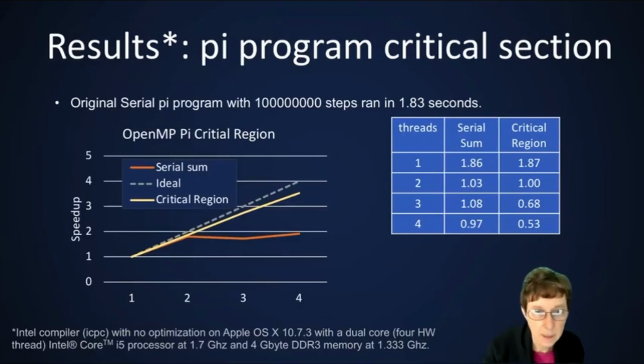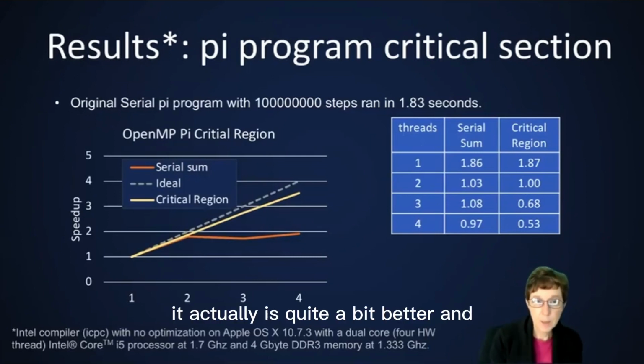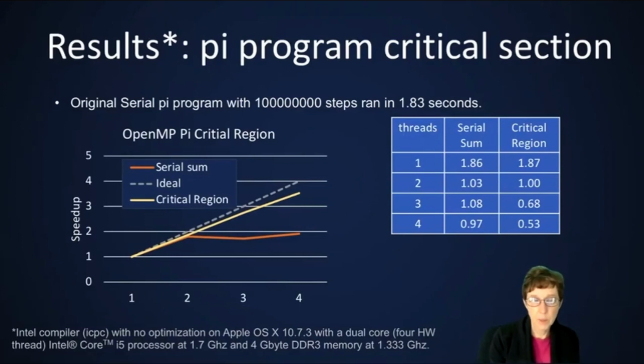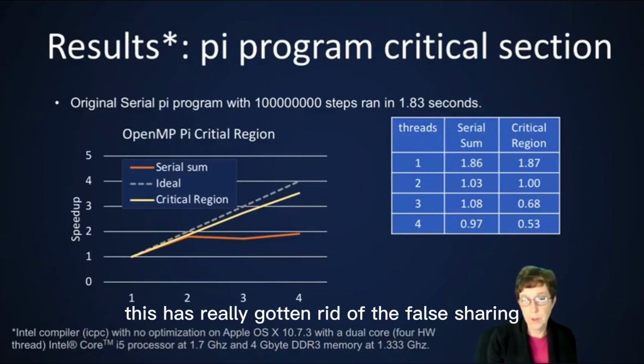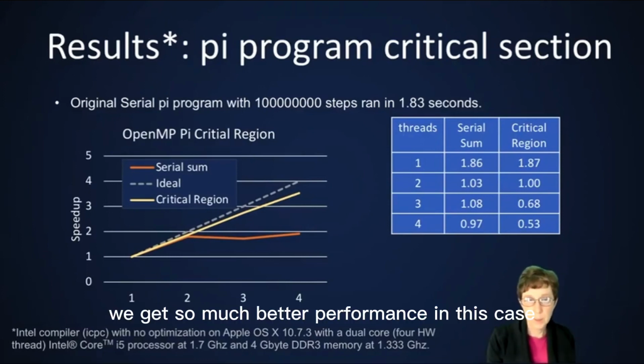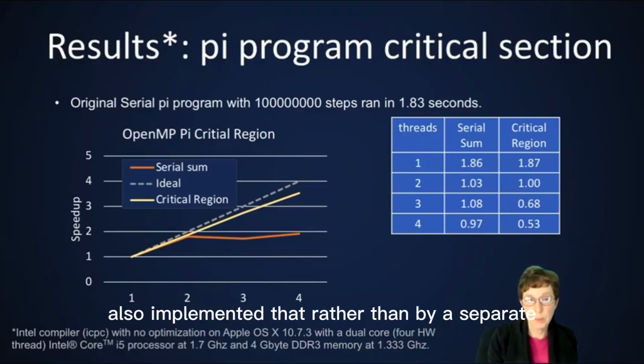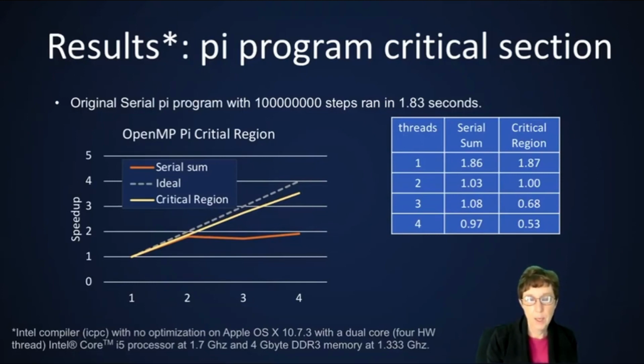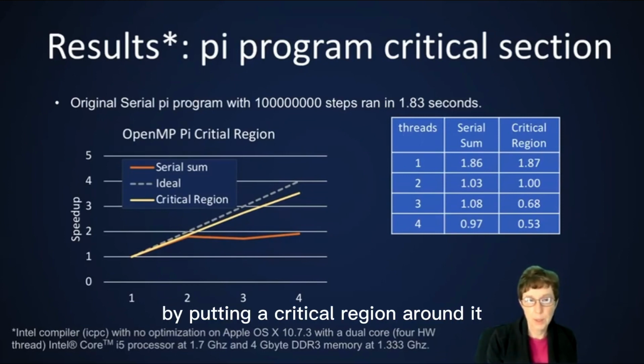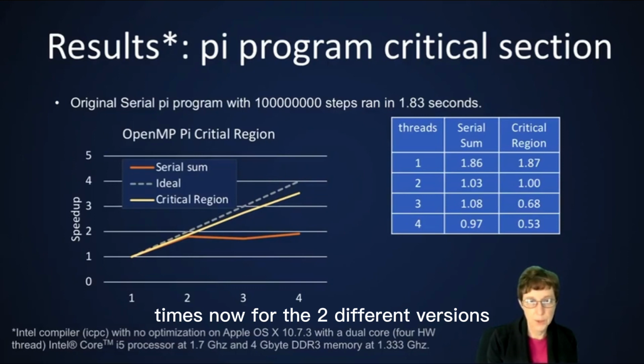It actually is quite a bit better, and this has really gotten rid of the false sharing, I think, is the main reason that we get so much better performance in this case. But we've now also implemented that, rather than by a separate serial part of the code, by putting a critical region around it. And those are the running times now for the two different versions, and I've just plotted this.